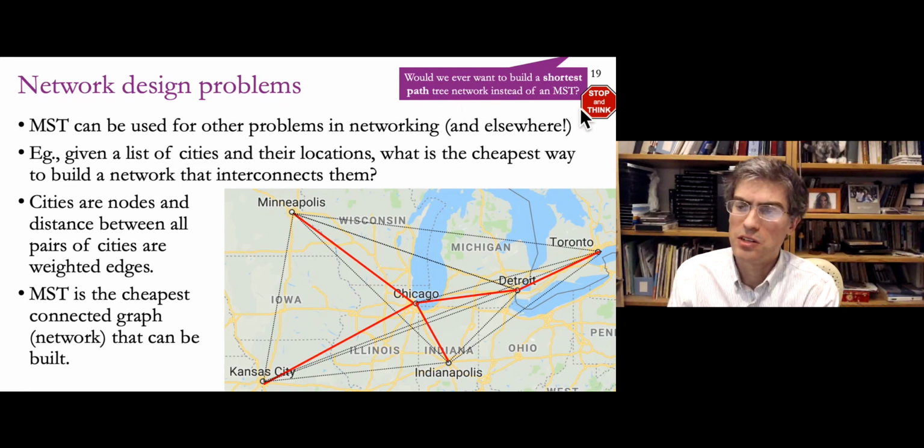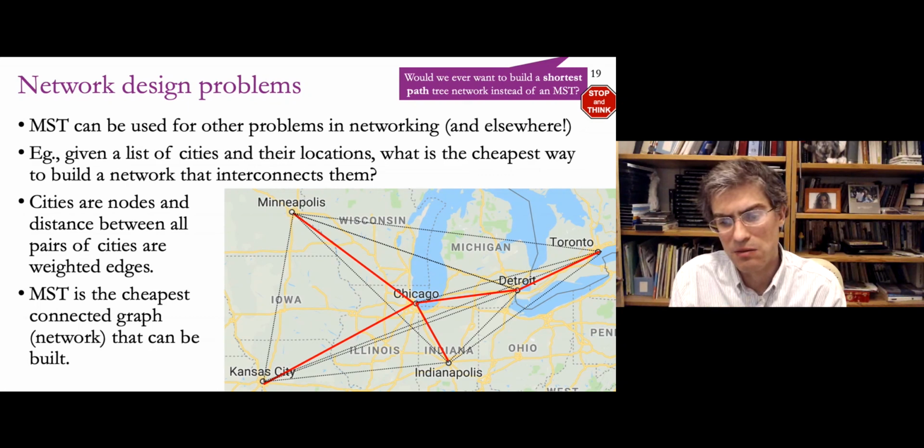What do you think about that? Are there any cases you can think of? Well, the only one I can think of right now is if most of your traffic is coming from one source. Like, let's say Chicago is a source of a lot of traffic, and everyone wants to receive that traffic as quickly as possible. In other words, latency was your goal and not cost, just like I was talking about before, then you could build a shortest path tree. Although in this case, what I've shown is also the shortest path tree.